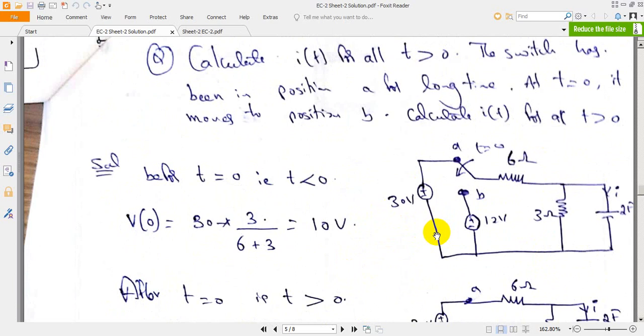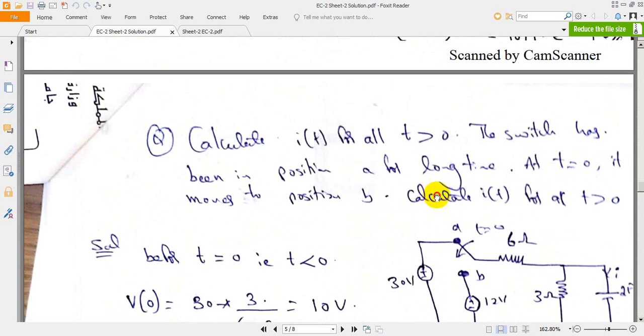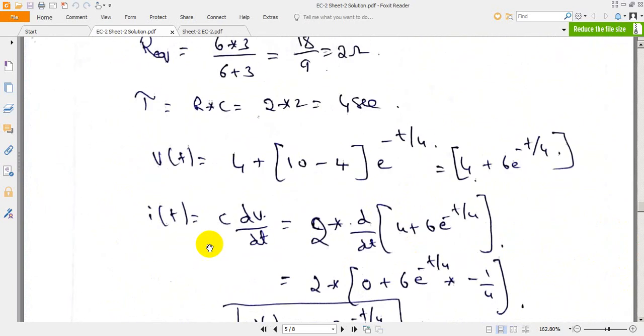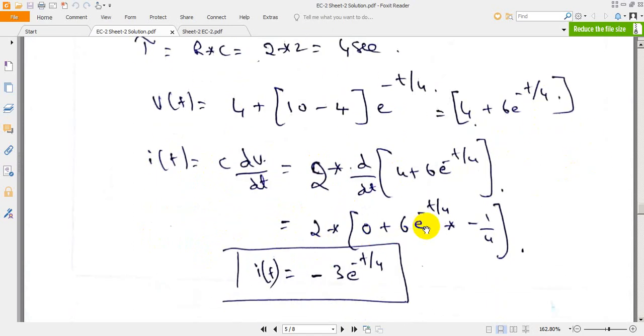If you check the question, here we need to calculate the current in the capacitor. We got the voltage value: V of t is equal to this much. But what is current? Current is equal to C dV by dt. That means C value is 2 into d by dt of this voltage. You will get it as 2 into 0 plus 6 e power minus t by 4 into minus 1 by 4. You will get I of t equal to minus 3 e power minus t by 4.